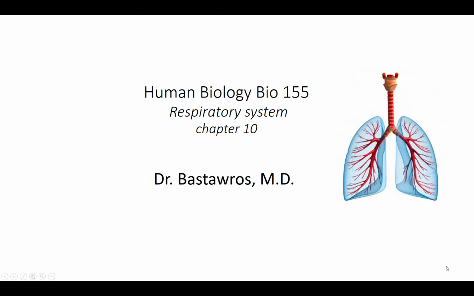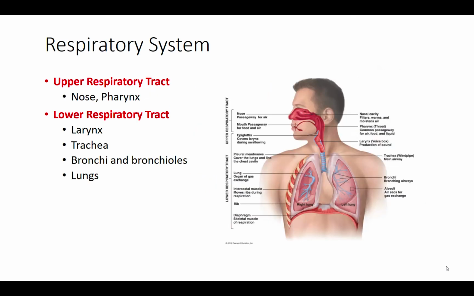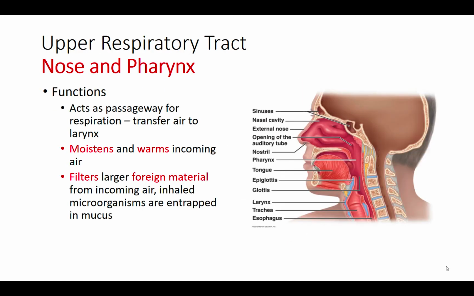Chapter 10. The Respiratory System. The respiratory system consists of an upper part that includes the nose and pharynx, and the lower part that starts with the larynx, trachea, bronchial tree, and lungs.